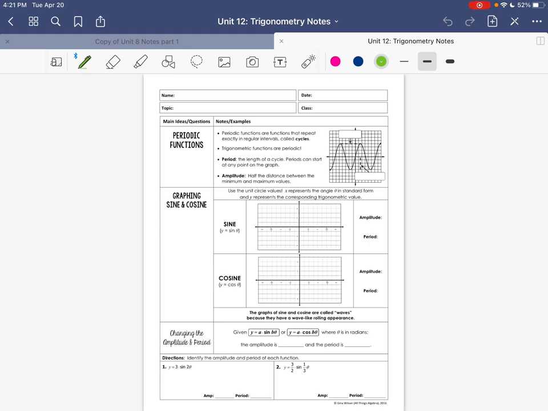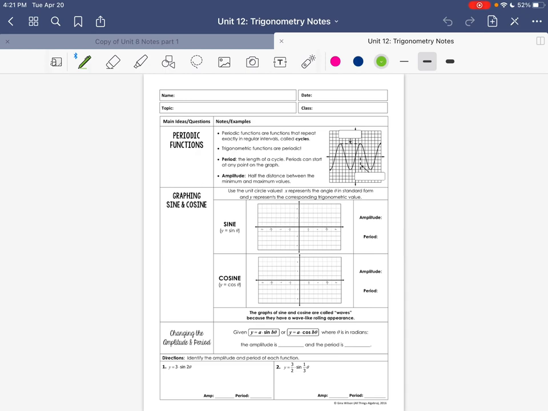A periodic function is a function that repeats exactly in regular intervals called cycles. And you guys have probably seen sine and cosine for sure before as a periodic function. Trigonometric functions are periodic. The period is the length of the cycle. Periods can start at any point on the graph.